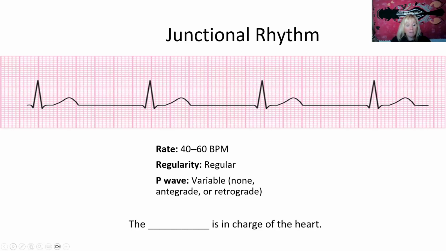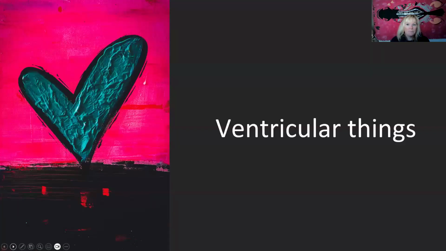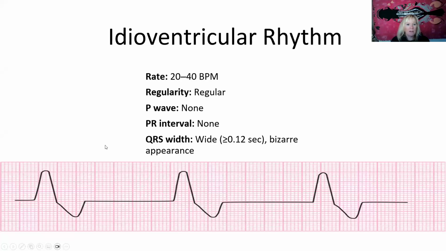So the junction is really in charge. But if you have a junctional rhythm, right, it's not something that you need to freak out about right away. You have time to figure out what's going on and why are they not using their P wave anymore? Are they symptomatic? And then ventricular things, there are a couple things we want to go over.